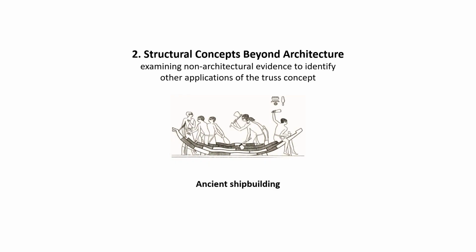Having explored architectural evidence, we now turn to the second part of our investigation. Can non-architectural evidence help us trace the origins of the truss concept? One particularly intriguing connection emerges with traditional ship building. Like roofs, ships were large wooden structures subjected to considerable mechanical stresses. Additionally, there are linguistic parallels between elongated roofed spaces and ships. For example, in many languages, the central aisle of a church is called a nave, a term derived from the Latin navis, meaning ship.